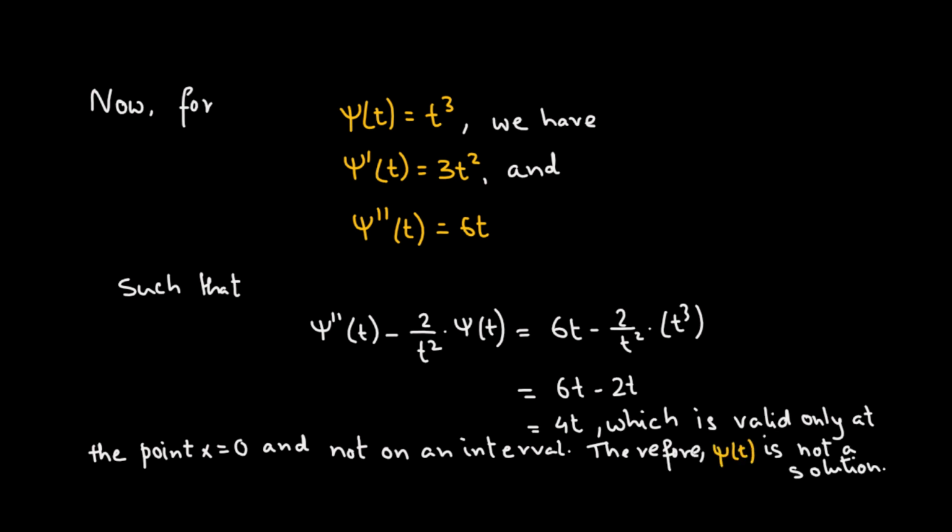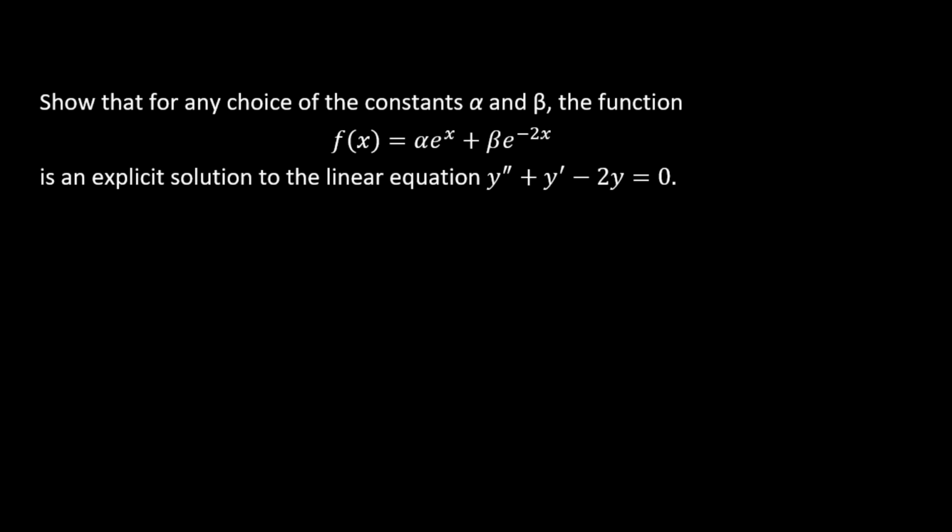Show that for any choice of the constants alpha and beta, the function f of x equals alpha times e raised to the power of x plus beta times e raised to the power of negative 2x is an explicit solution to the linear equation y double prime plus y prime minus 2y equals 0. The function f of x equals alpha e raised to the power of x plus beta times e raised to the power of negative 2x.